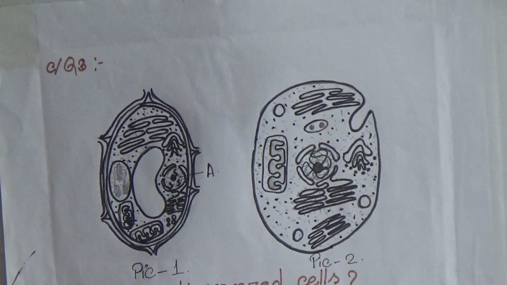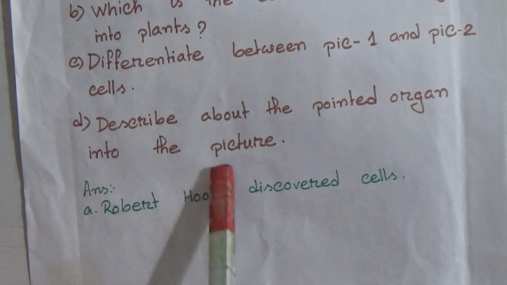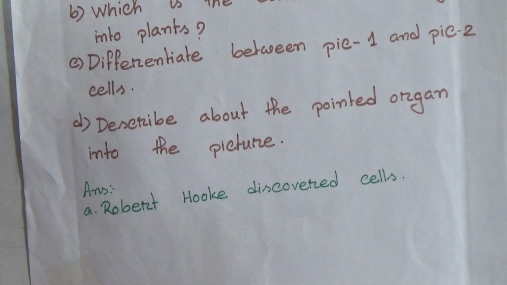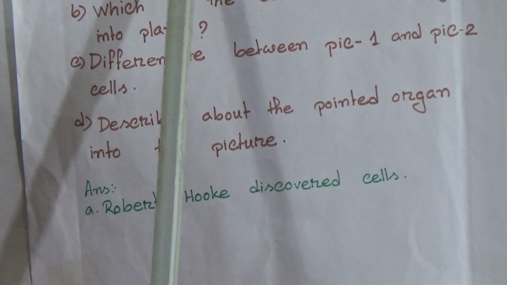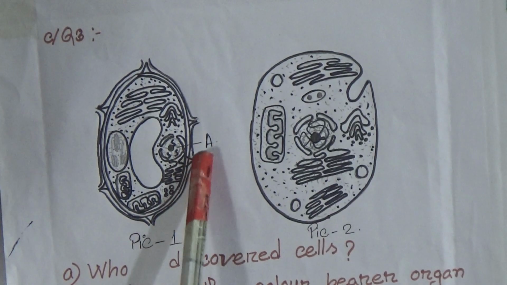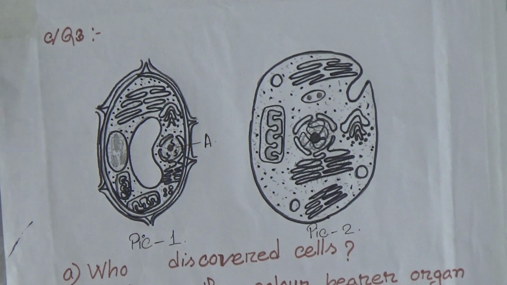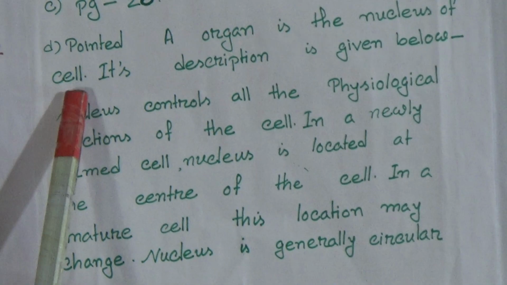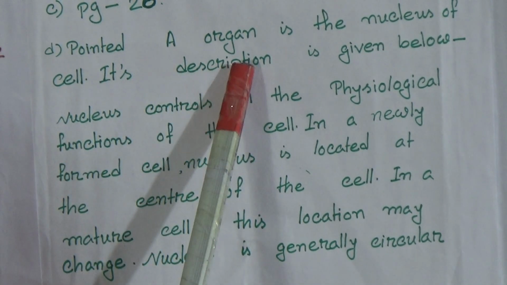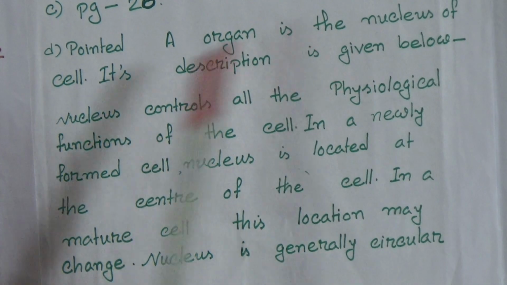Number D. Describe the pointed organ in the picture. So here is picture number 1 and this is pointed A. So you have to discuss this organ. Now we will discuss this organ. The pointed A organ is the nucleus of the cell. Its description is given below.